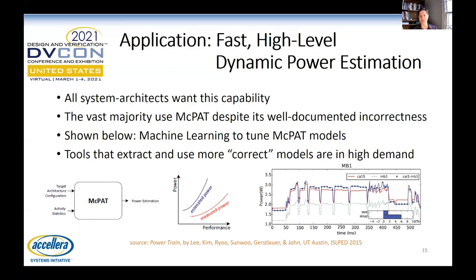I've included some images below from one of my favorite papers from Andreas Gerstlauer's group at UT Austin, where they are using machine learning with power samples taken from real hardware to tune McPAT models to be more correct. Now, rather than tune McPAT, I think it would be much simpler and more useful to use machine learning to extract a more correct 2416 model for a CPU and then deliver that. There's every reason to believe that these models would be in demand just as much as McPAT is now.